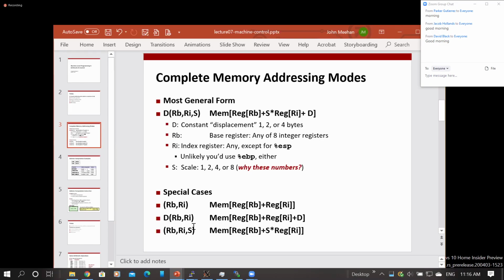And then you have all the subcases where you get the combinations. You can leave something out. You don't have to have the scaling factor. It would just take the RI and add it to the base, or add the RI to the base and then add the displacement. Don't need the displacement. Don't have to have that if you don't need it. So you get all those combinations of these addressing modes that you can use to generate an address of something pointing to something in memory. Memory sub, thinking of memory as a big array, right? This is trying to express what is this subscript into this big array called memory, right?